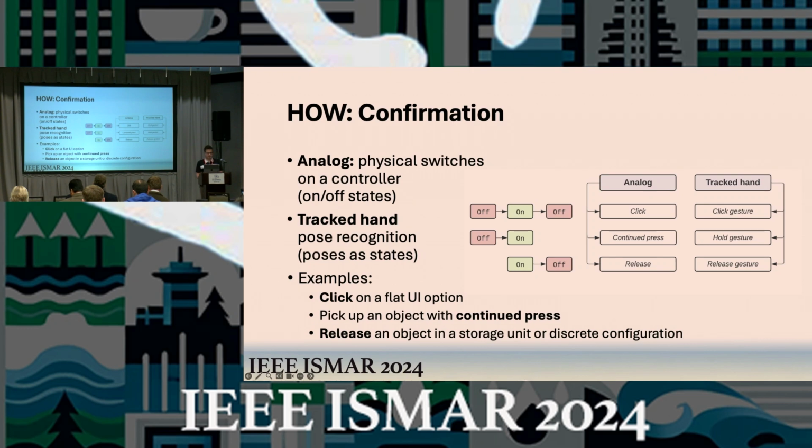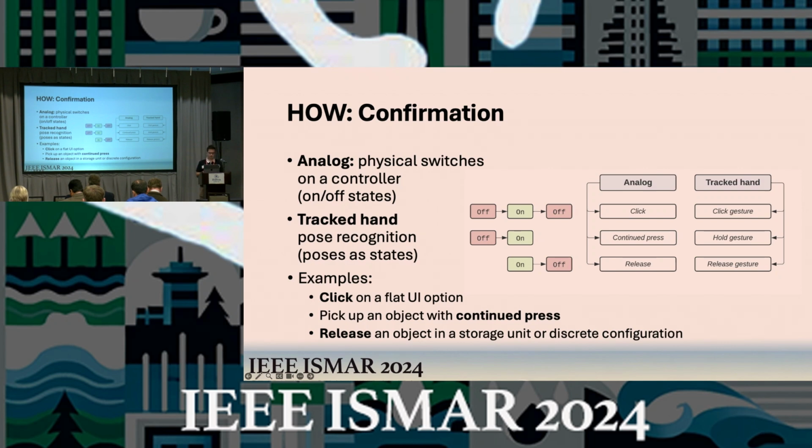So next for analog and tracked hand types. They have some similarities and they have some similar subcategories. Physical switches have on and off states, and tracked hands have poses that can represent gesture and non-gesture states. In this sense, they have similarities because transitions between gesture states are similar to transitions between switches on and off states.